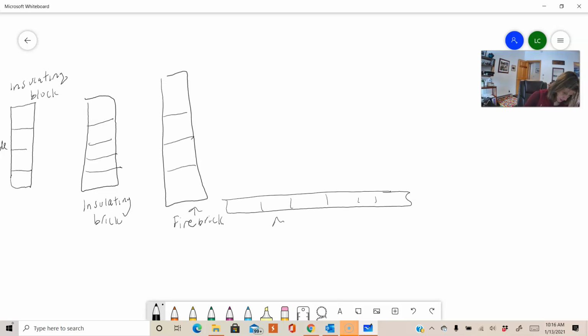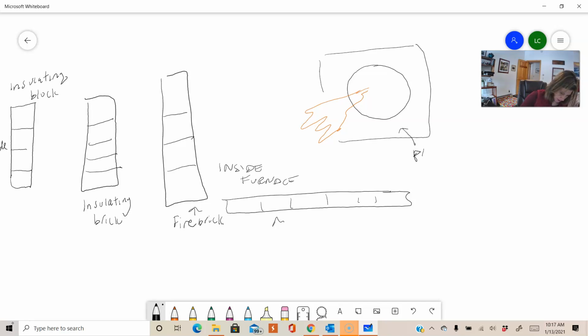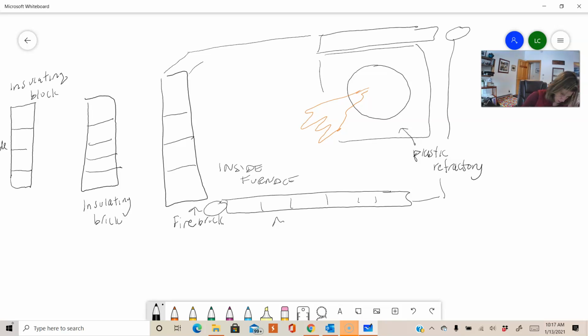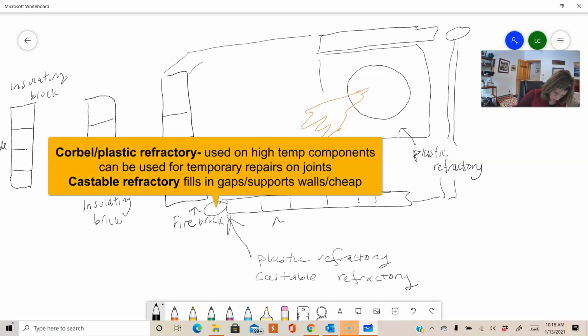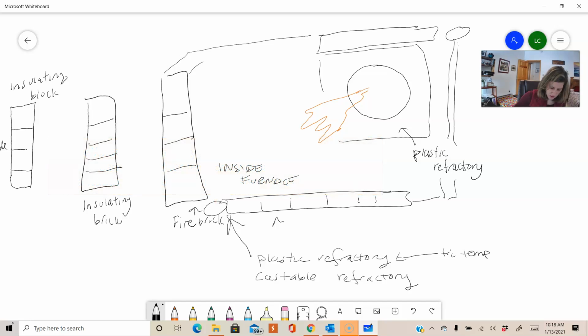Your burner, say it's right here, this is where the flame comes out, right? Around your burner in your furnace, so this is inside the furnace, is going to be plastic refractory. And then above that, in the corners of your boiler walls or furnace walls, plastic refractory has high temperature components, so it's really used for special joints like around your burner, but in an emergency you can use plastic refractory to make a patch.